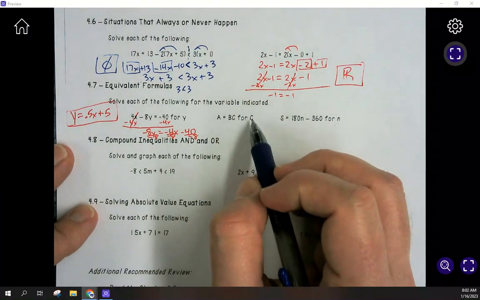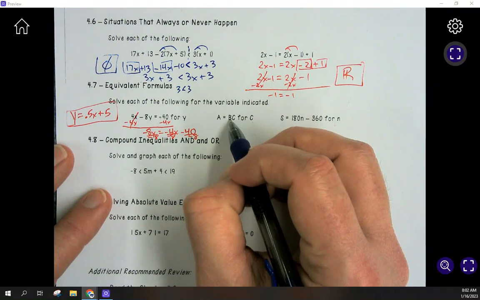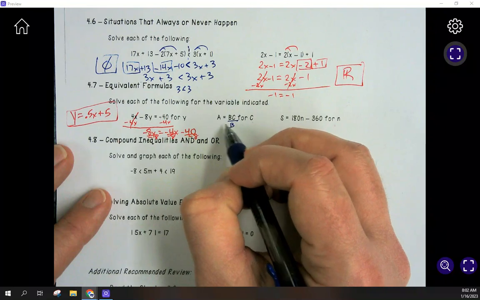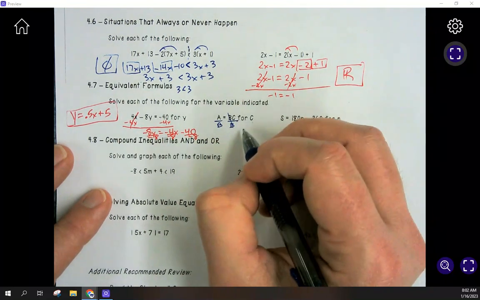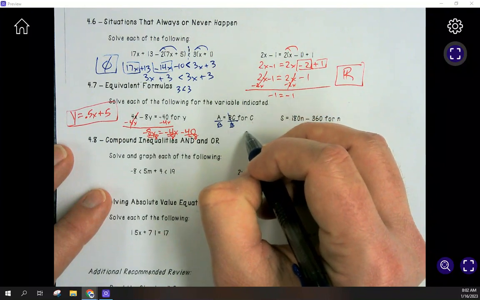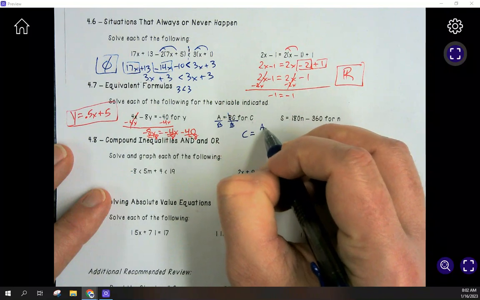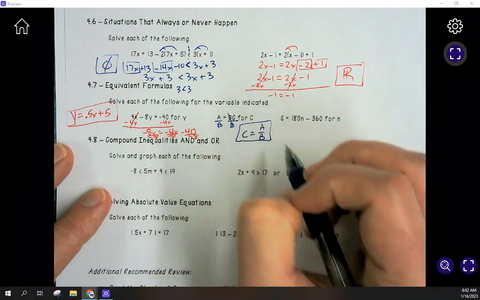All right, all letters. We're solving for C. You want to get C by itself. These are connected, and that means multiplication. So to get rid of multiplication, we are dividing. Okay, so this cancels out, and you're done. C is by itself. I'm going to flip it and put C on the left side, but C equals A over B. Nice and easy.